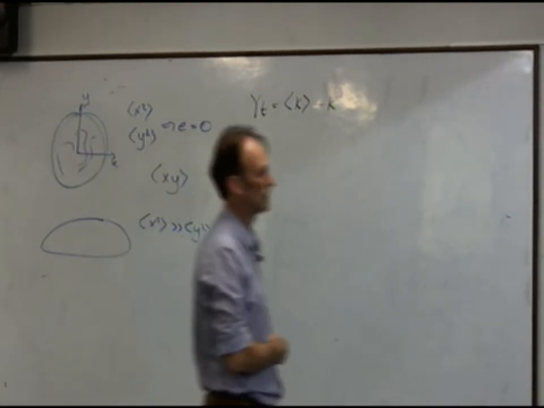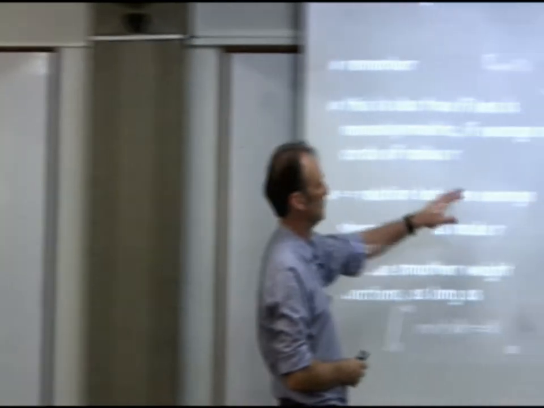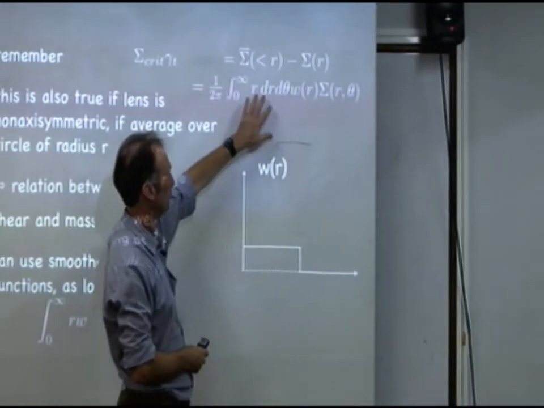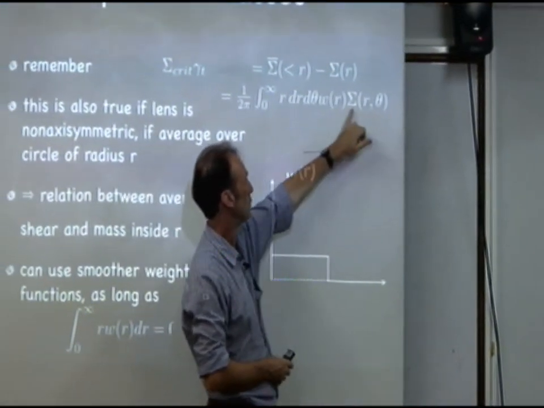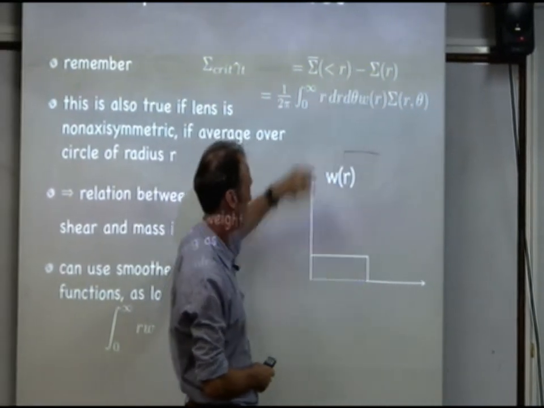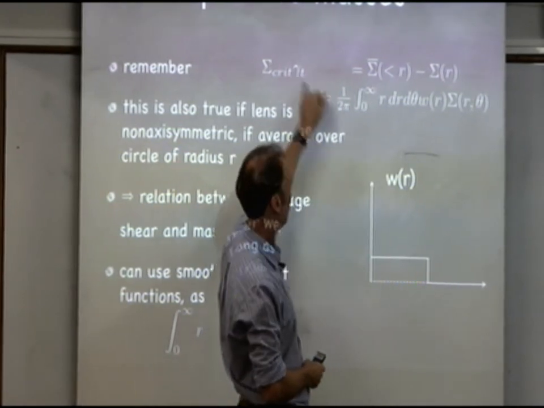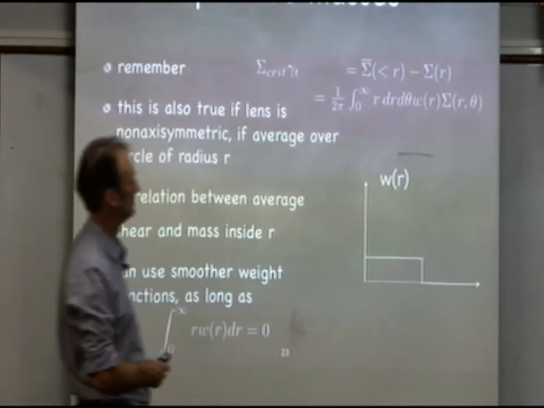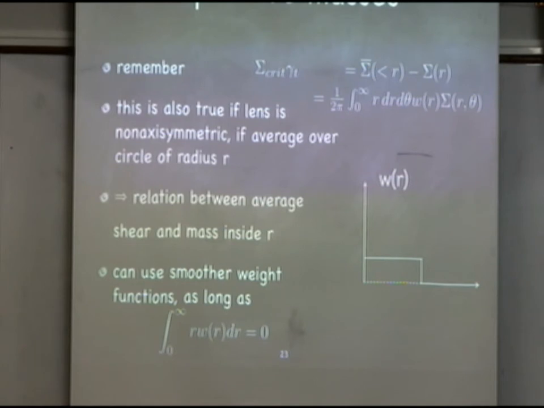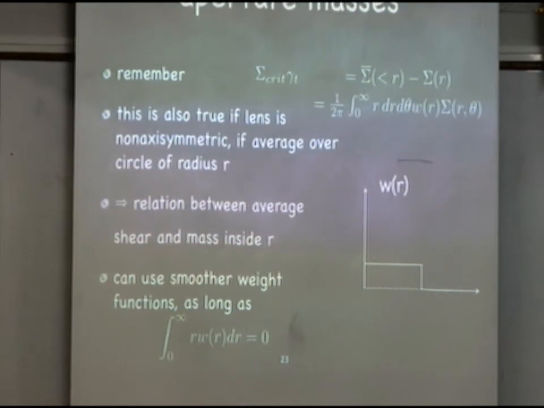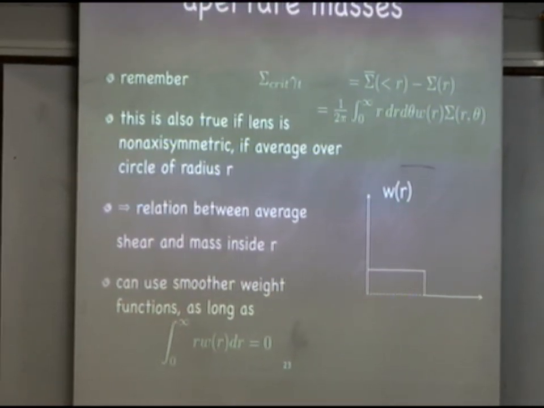And so you can write this as an integral over the mass distribution, where you've got the full mass distribution on the sky multiplied by some weighting function, where in this case the weighting function is just 1 out to the radius where you've got your shear, and then 0. It's just a strange way of rewriting this equation, but you can then change this W into different functions which are more useful.